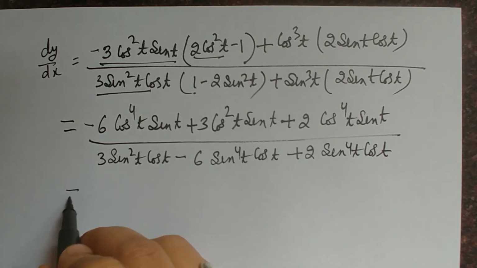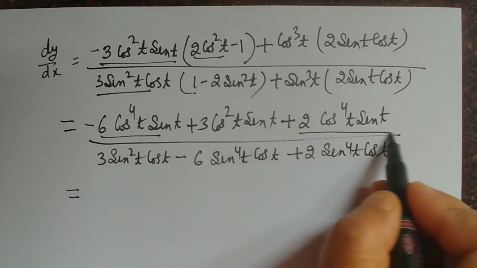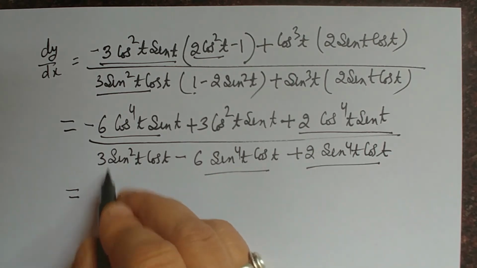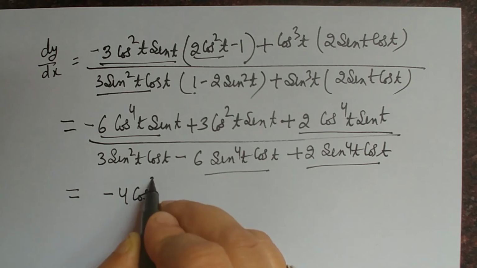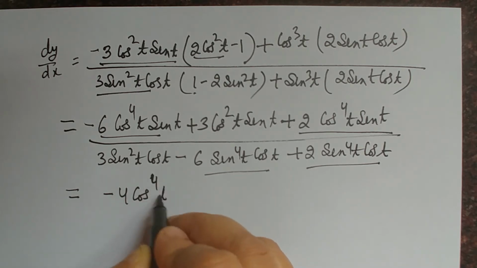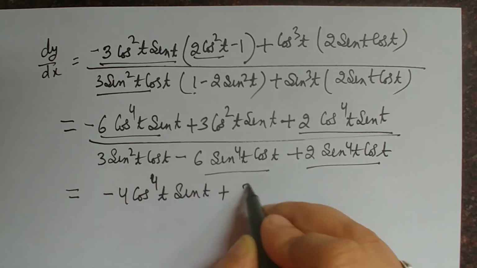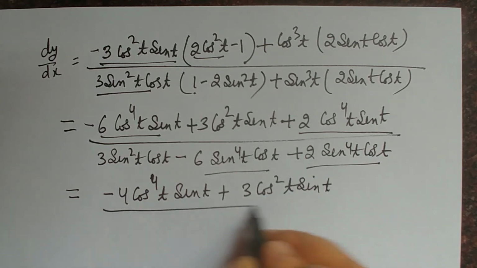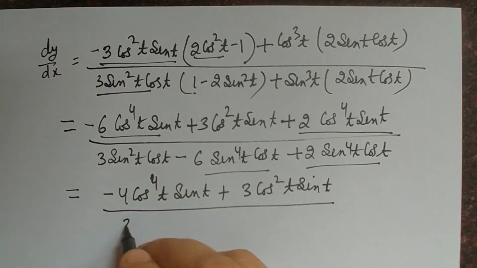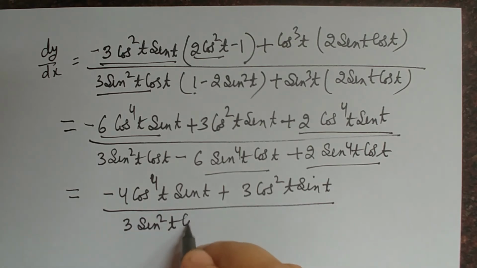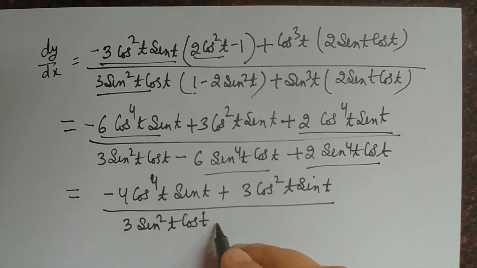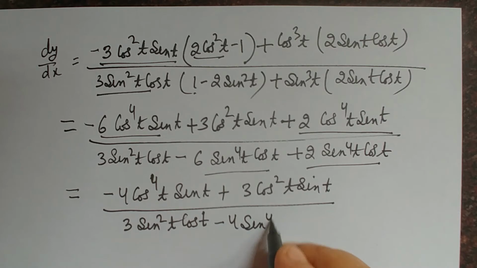Okay, now from here, see, this and this can be adjusted. So I get it as minus 4 cos 4t sin t plus 3 cos square t sin t divided by 3 sin square t cos t, and it is minus 6 plus 2, which is minus 4 sin 4t cos t. Okay.